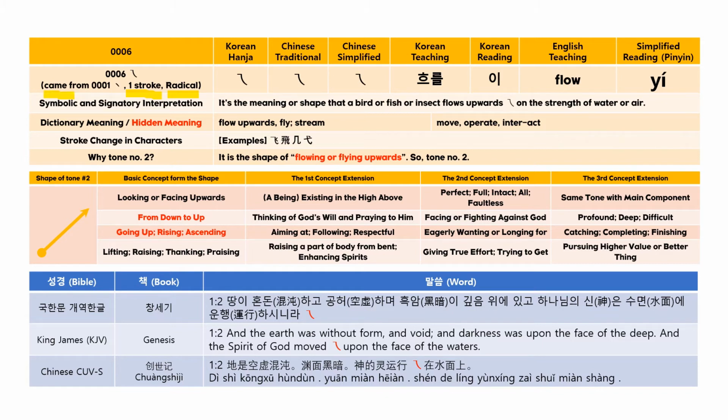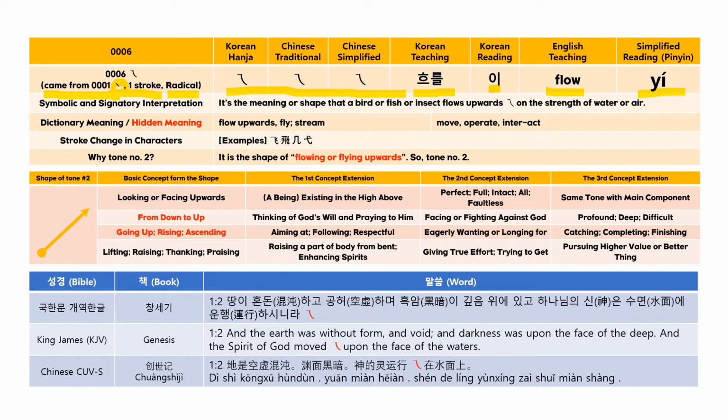This character came from the dot. The first character you have learned, meaning sky. Okay, all the same shape. Korean Hanja, Chinese traditional, and Chinese simplified, meaning flow or stream. The pronunciation is tone number 2, E, E. In Korean language, we read this, 흐를 E. 흐를 means flow. E means pronunciation.